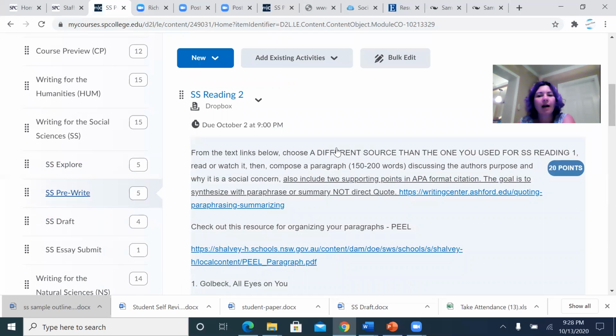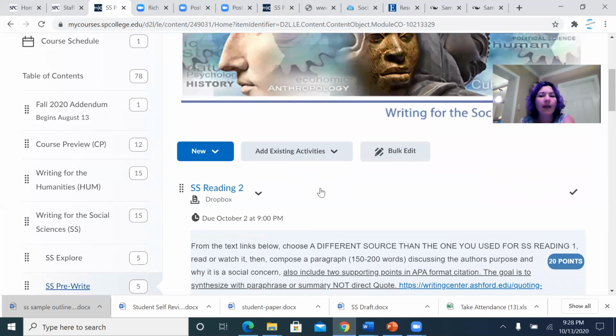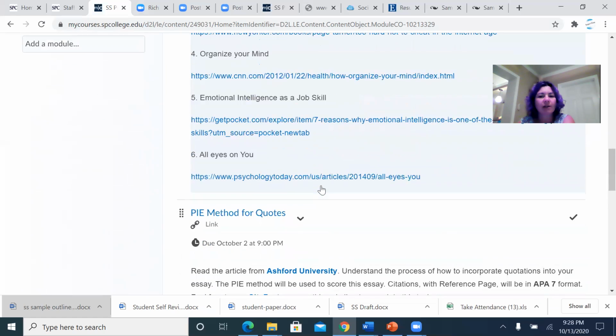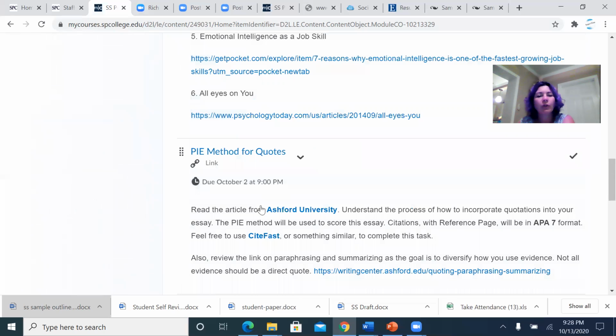Okay. So we chose a different reading selection than what we had done for the social science reading 1. And we synthesized our evidence within the text of our paragraph. We included our in-text citation.